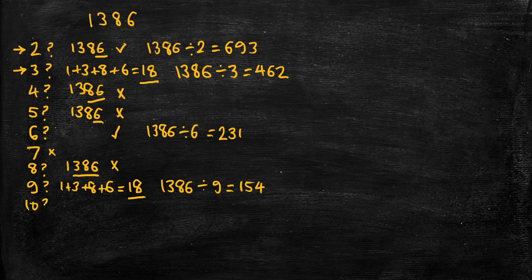And let's just finish off with 10. The divisibility rule for 10 is pretty straightforward. The last digit has to be a 0, and it's not in this case, so the number is not divisible by 10.